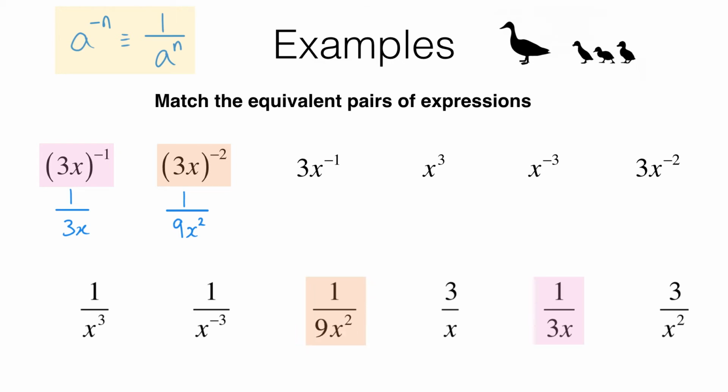Let's have a look at the next expression. That's this one here. This looks similar to the first one, but there's one key difference. In the first one, we've got these brackets, whereas in this one, we don't. What this means is that this is actually 3 multiplied by x to the power of negative 1, whereas the first one was 3 multiplied by x all to the power of negative 1. Now, if you remember your order of operations, you will recall that indices take priority over multiplication.